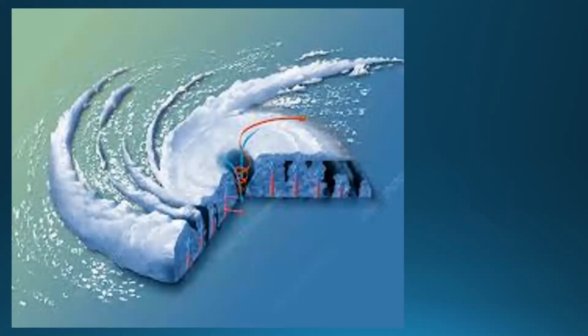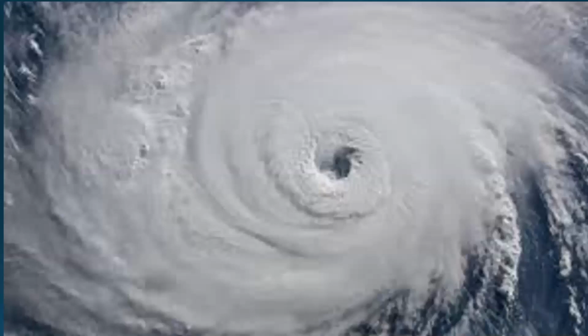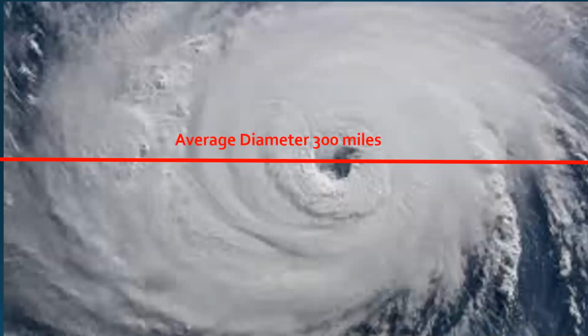So just talking about some statistics on hurricanes and their general size. The average height is actually 10 miles. So this is a very thick, dense storm that is occurring. Now going across the entire storm, the diameter, again, is going all the way across the big circle. The average diameter is 300 miles.